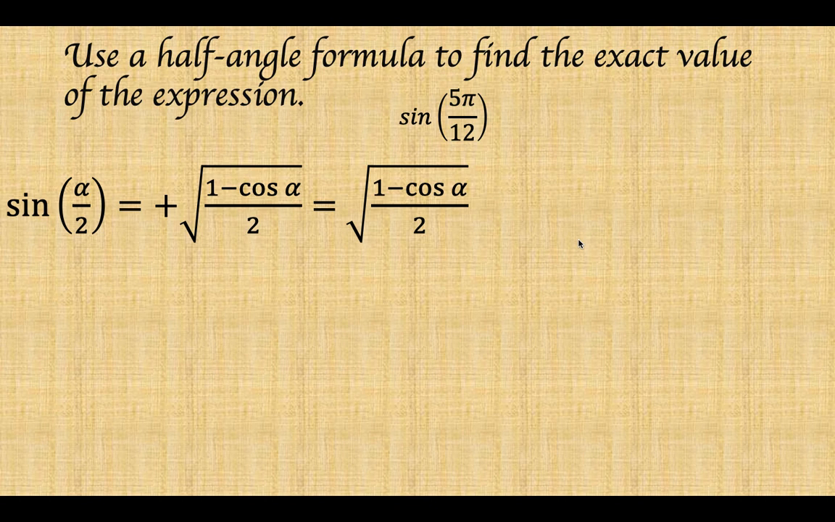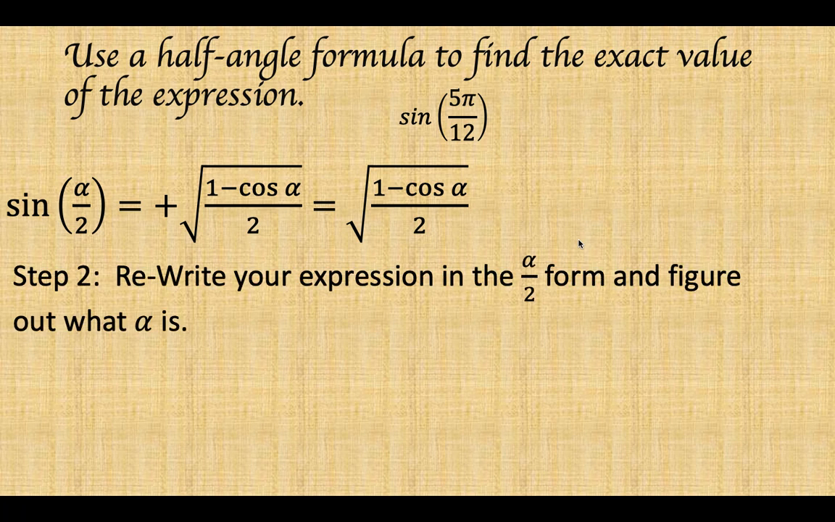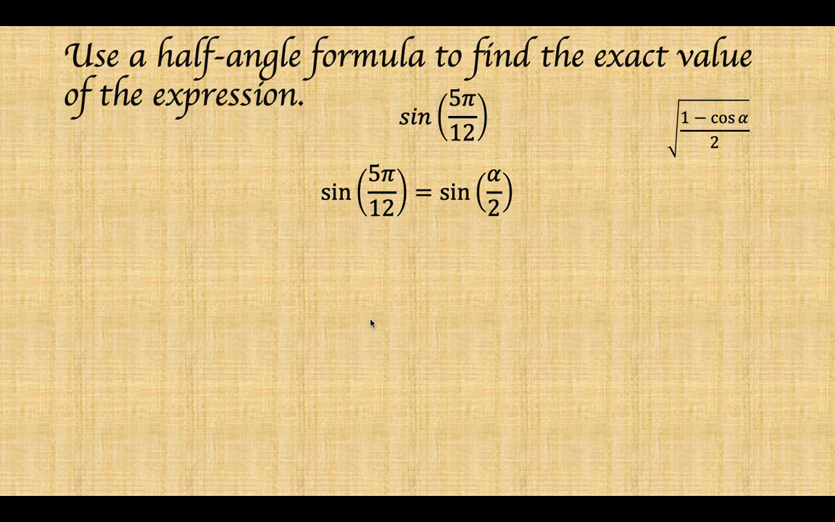All right, and so now we're moving on to step 2. Step 2 is to rewrite your original expression in the alpha over 2 form and figure out what alpha is. I'm using a and alpha interchangeably because different formula sheets have a instead of alpha. It's just a letter to represent some angle. So to figure out what that is, we are rewriting sine of 5 pi over 12 equals sine of alpha over 2. That implies that 5 pi over 12 is equal to alpha over 2, and we need to figure out what alpha is because we're going to use that in the formula.